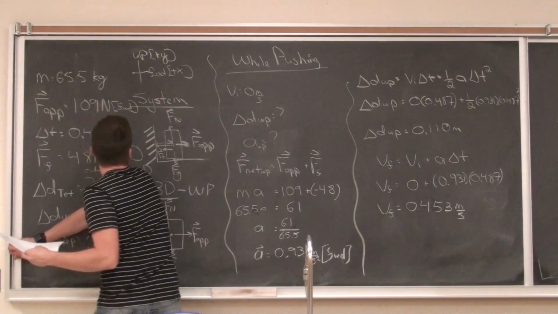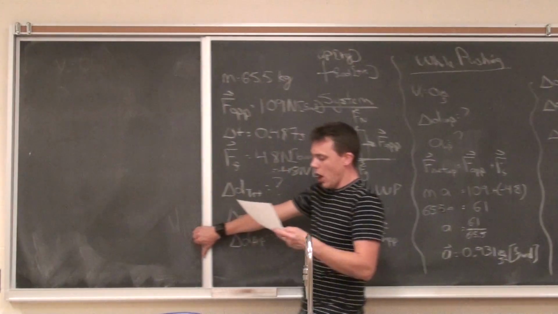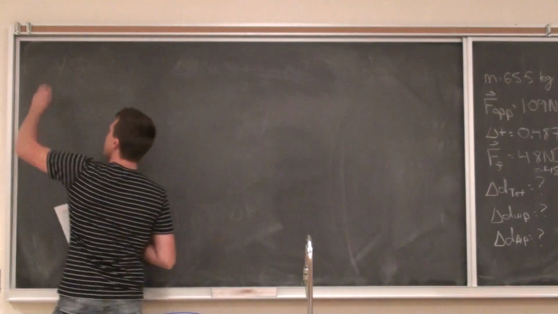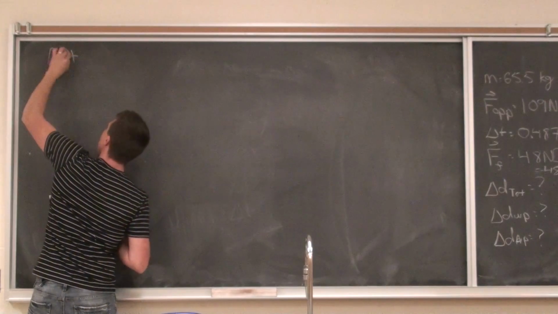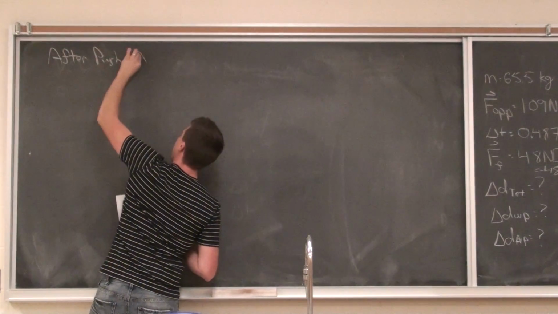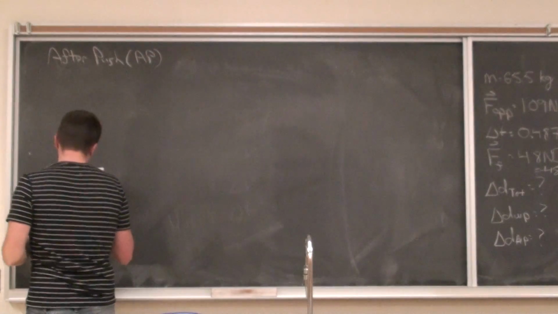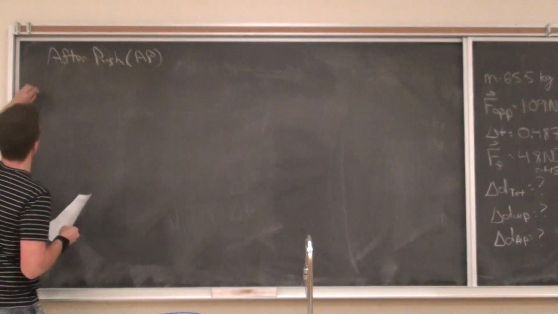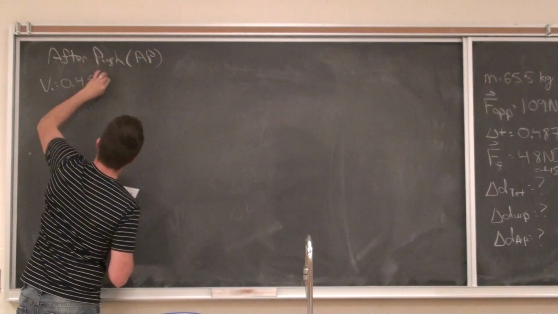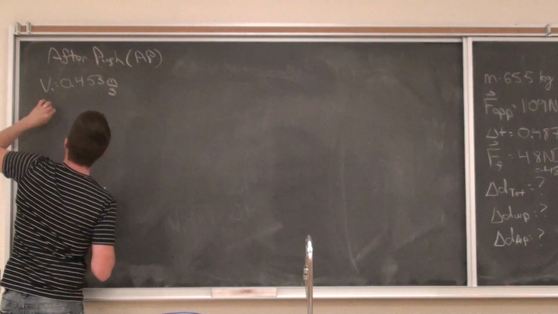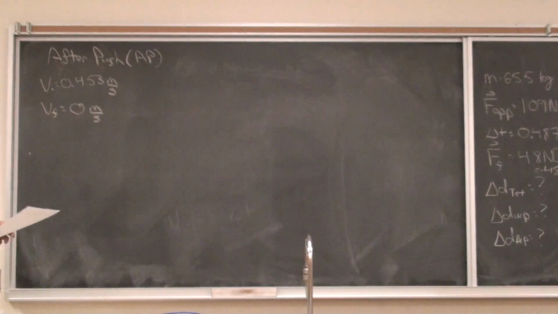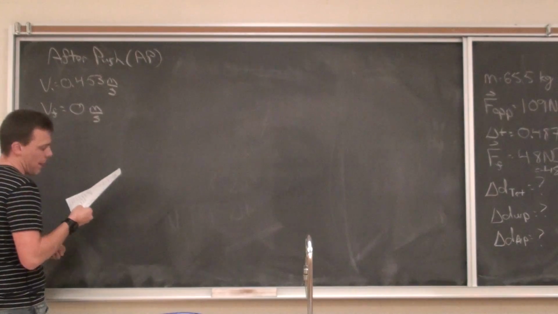So I'll just move this forward. So we have that. And now we're going to talk about after the push. And that will denote a subscript AP. So we know after the push, the v initial is that 0.453 meters per second. We know they're going to come to rest, so v final is 0 meters per second.